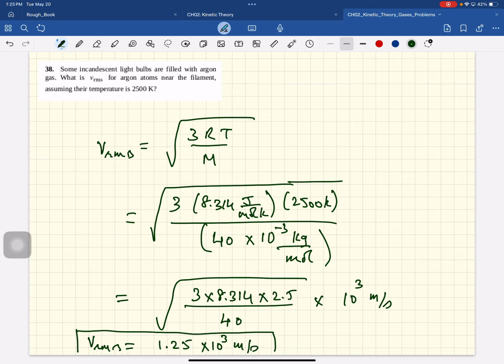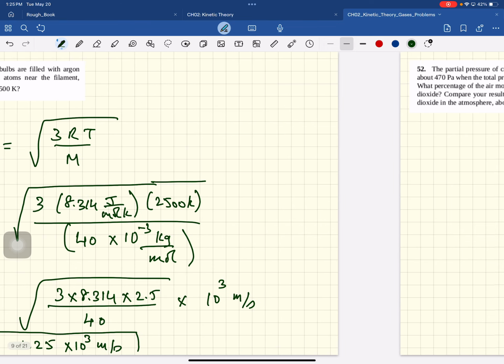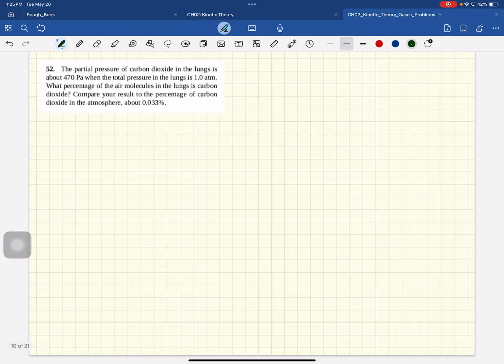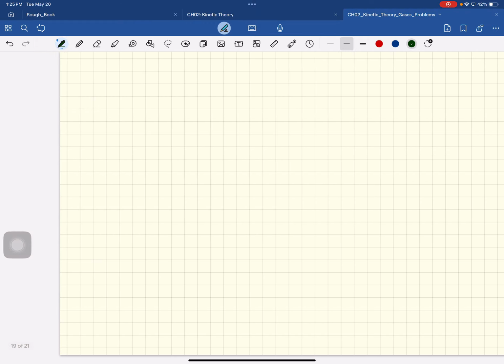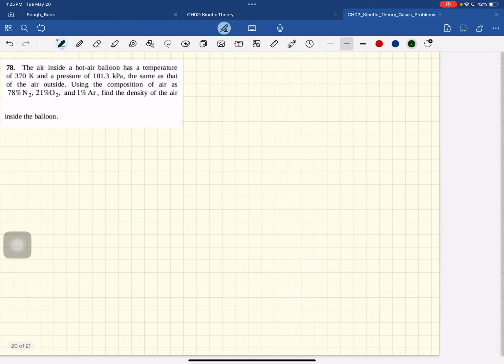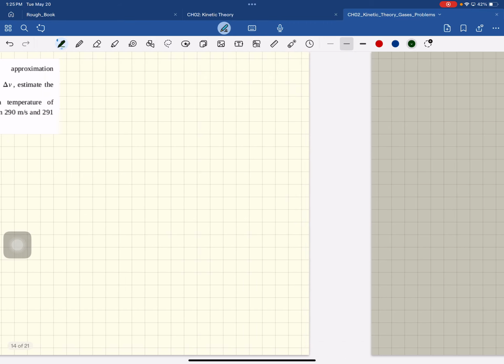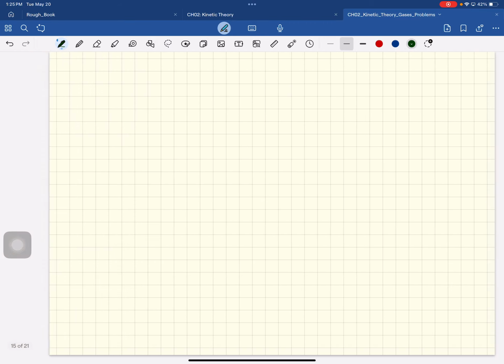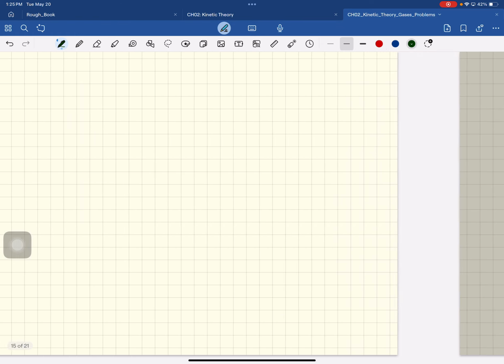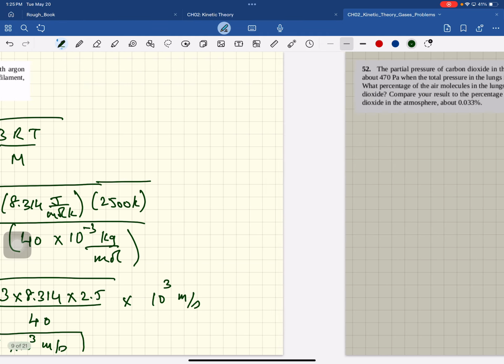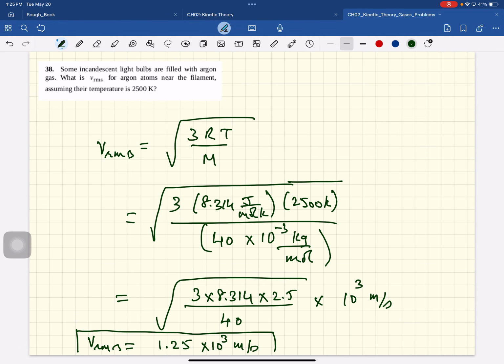You guys following this? Any questions so far? One brief question on 38. Where did we get the M or mu? No, M, that's the molar mass. Oh, okay, my bad. From argon. Alright.